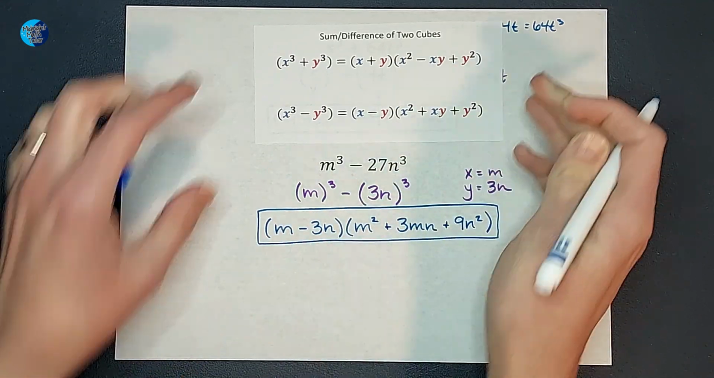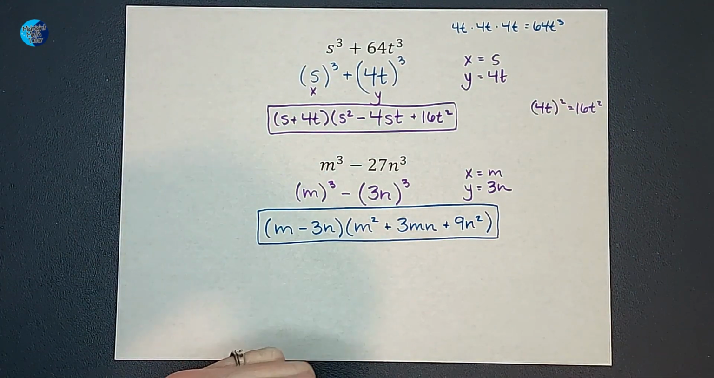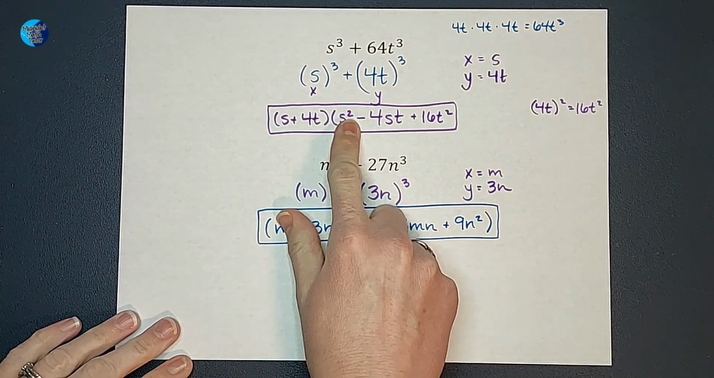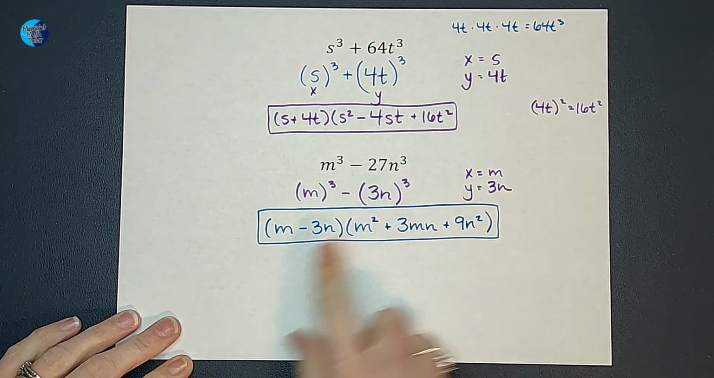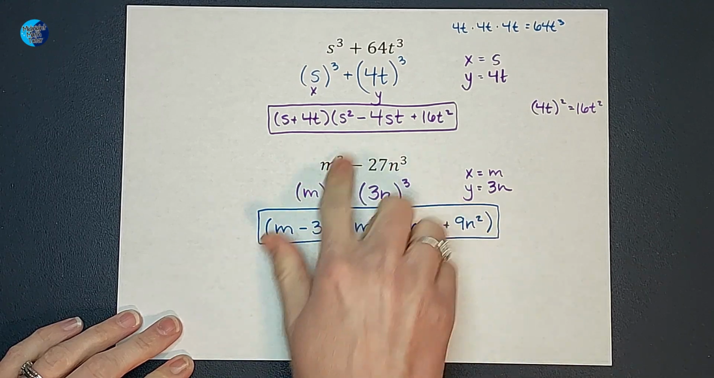I forgot to mention up here that you can always check your answer by multiplying it back out. Make sure you get this. Same here. Multiply it out. Make sure you get that.